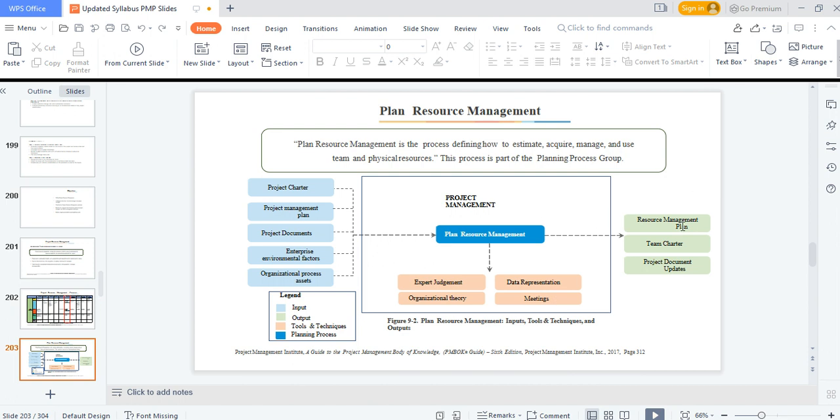And every day, what are we going to have? We are going to have our team charter, which is a bird's eye view of how our team members are related within the team, and what the responsibilities are, and what the goal of each particular team or each sub team is going to be. Then, of course, we're going to come up with a resource management plan. Then we might need to update our project document updates.